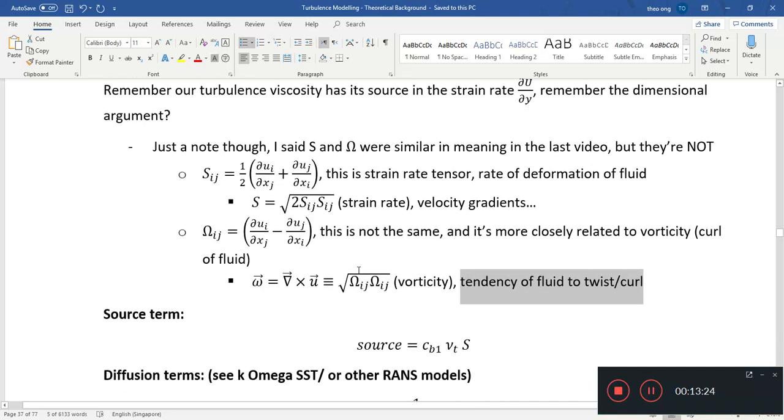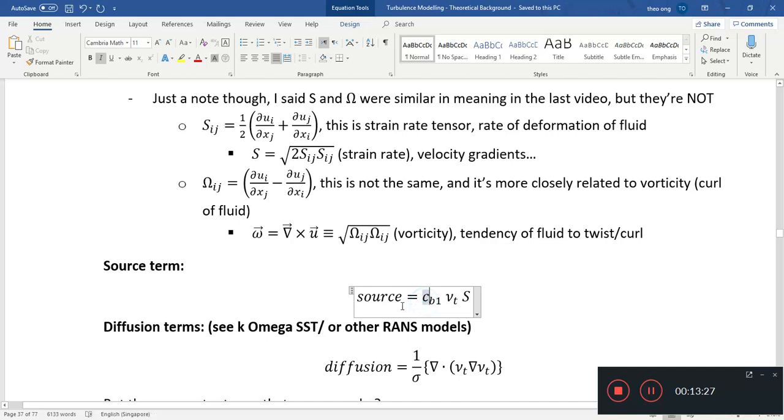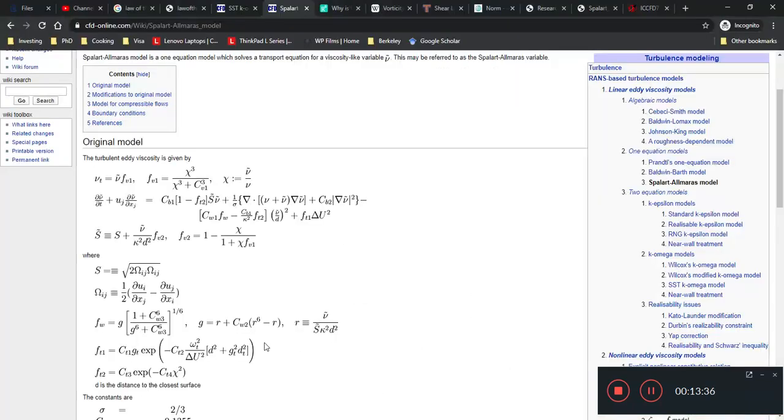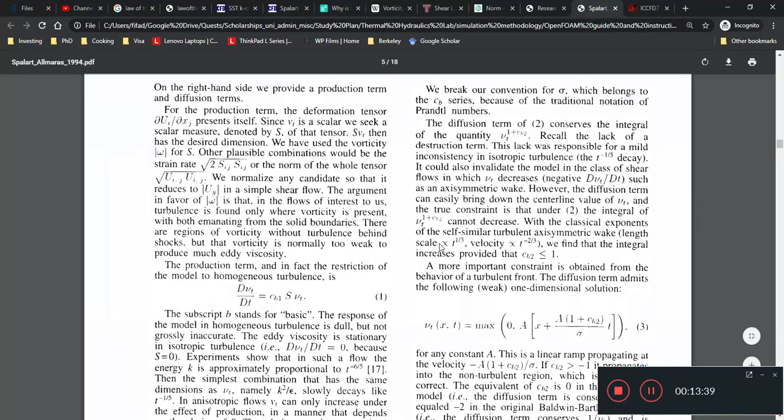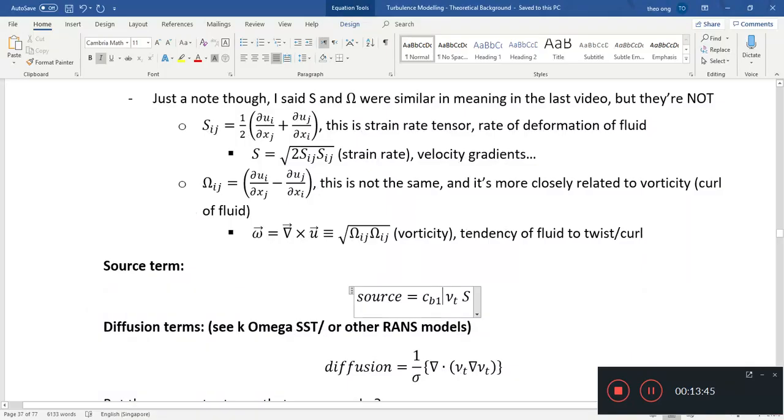Okay, so anyway, how can we write a source term? The source term is written as follows. You have a constant there, and in this paper, subscript B stands for basic. So this is our basic source term, and in most of the fluid we'll use this source term as the rate. I mean, this is how quickly this turbulence viscosity is being produced.